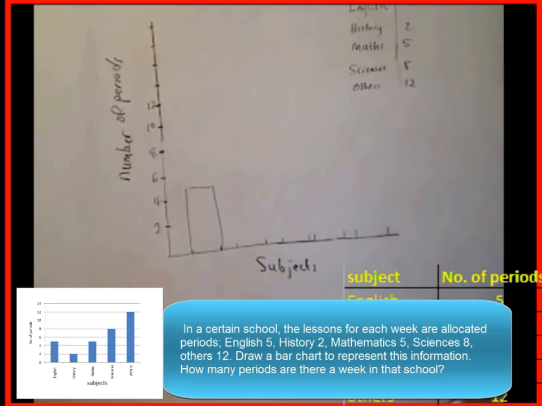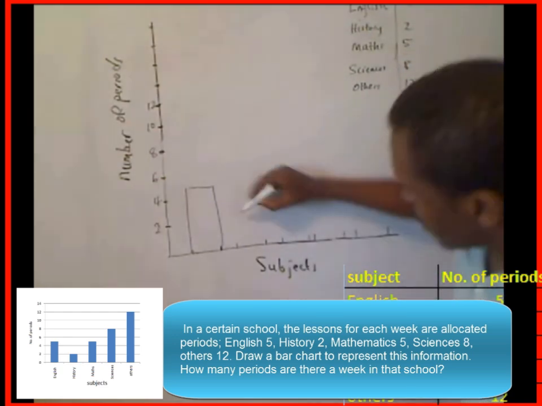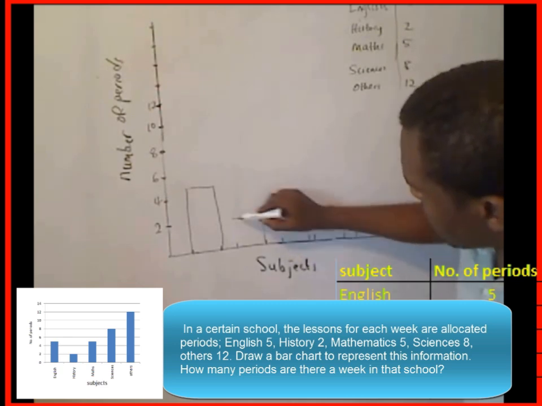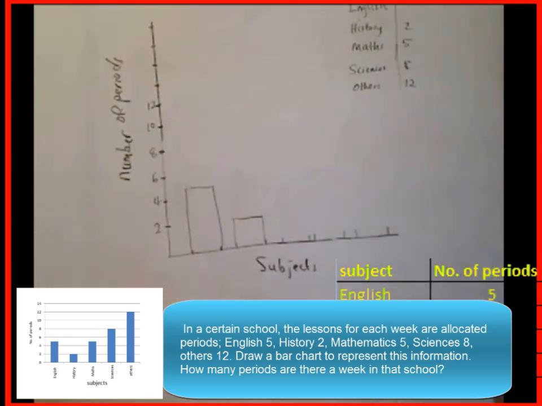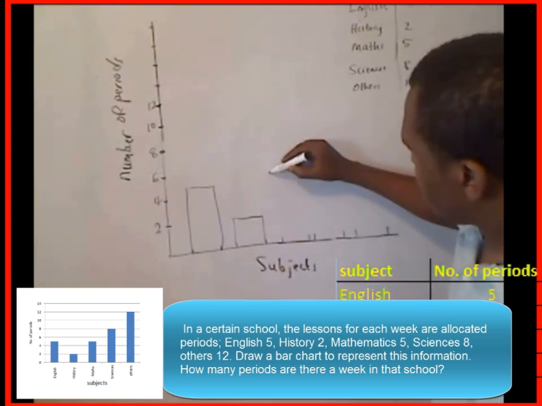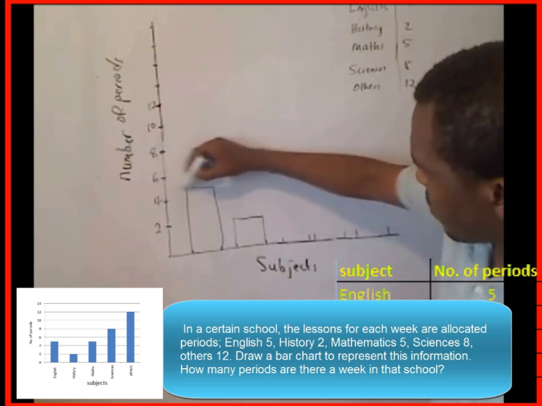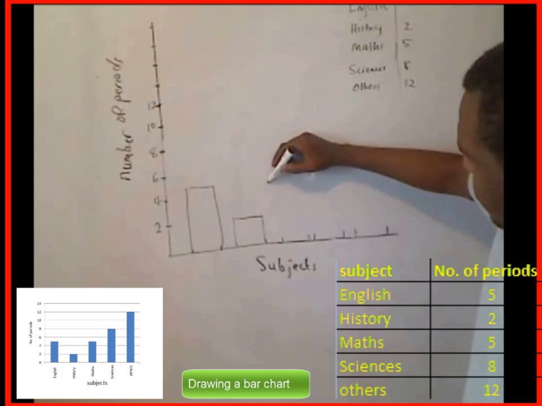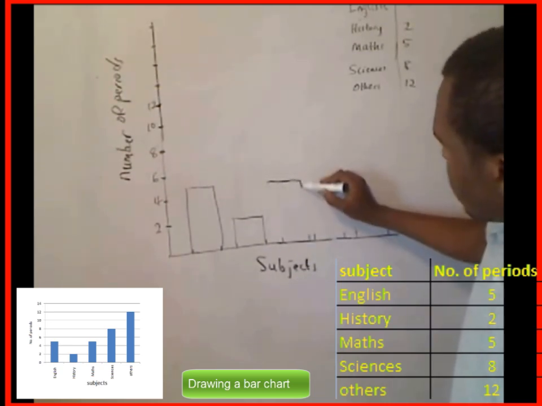Go to history. History has 2 periods. So history is somewhere there. Can trace the bar for that. Mathematics has 5 periods. Go to maths. Maths is somewhere there. 5 is somewhere here. I go down.